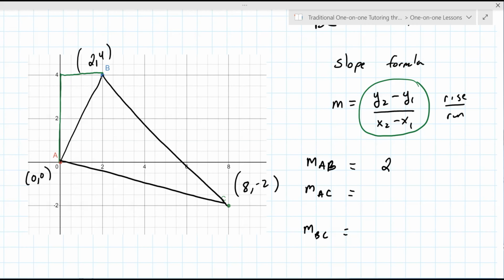-1/4. Okay, I agree. Yep, for AC. Good. And for BC, I'm going to be doing that.